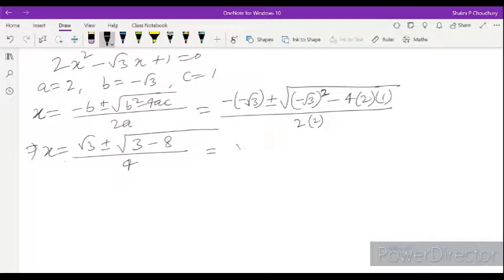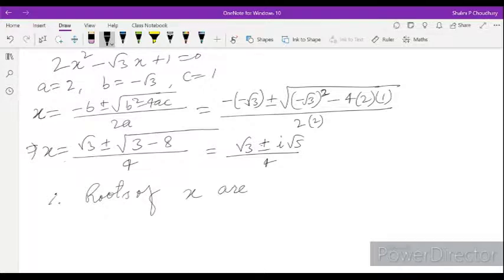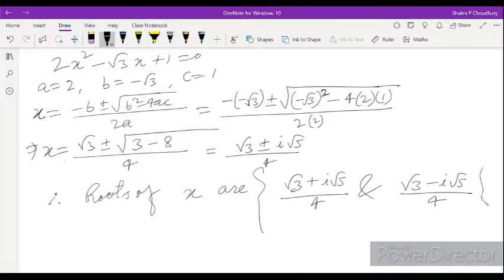So it will be square root of 3 plus minus 3 minus 8 will be minus 5. So minus 5 का square root क्या होगा? I square root of 5 divided by 4. Okay, so the roots of x are क्या होगा? Square root of 3 plus i square root of 5 divided by 4 and square root of 3 minus i square root of 5 divided by 4. These are the 2 roots of x.